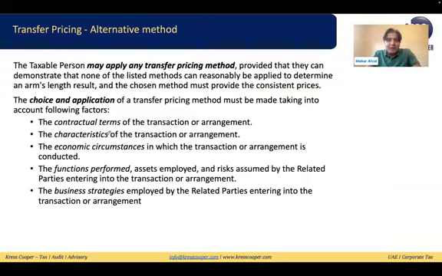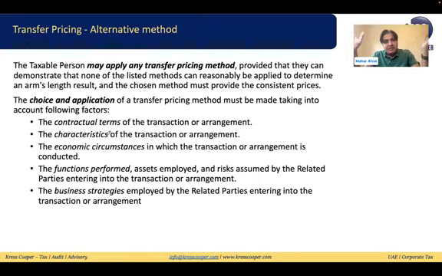Alternative method: the law allows you to apply any other method as well. If any of these five methods is not suitable to you, then you can apply any other method. But the condition is it must provide a consistent result. It must provide the arm's length principle. It must give us the price which is being charged in the market, the fair market value.